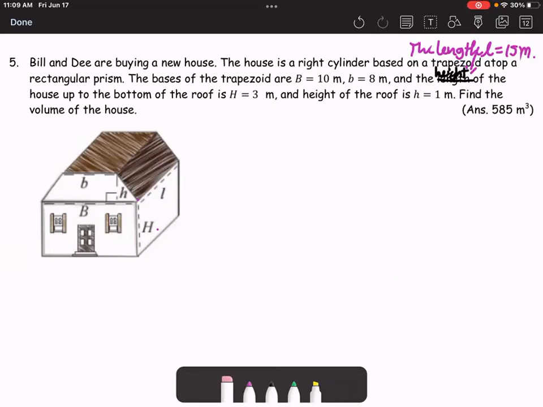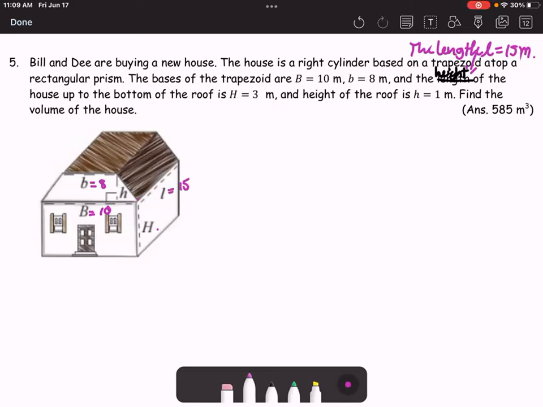For this application, Bill and Dee are buying a new house. The house is a right cylinder based on a trapezoid atop a rectangular prism. The bases of the trapezoid are 10 meters and 8 meters respectively. Use the uppercase B as the wider base of the trapezoid and the lowercase b as the shorter, which is 8. The length L is 15 meters.